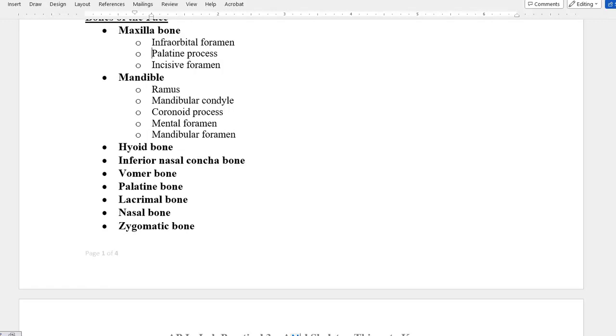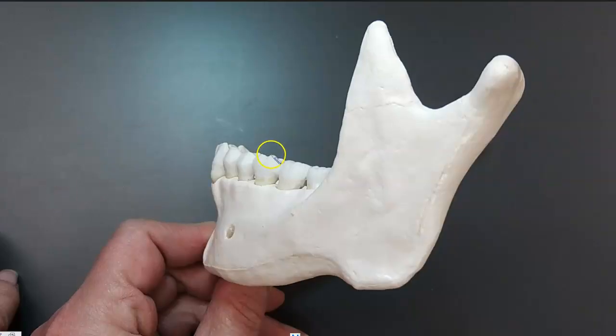We're going to look at the 5 features on the mandible. So if you have your things to study, we're going to look at the ramus, the mandibular condyle, the coronoid process, the mental foramen, and the mandibular foramen. So let's look at the mandible.